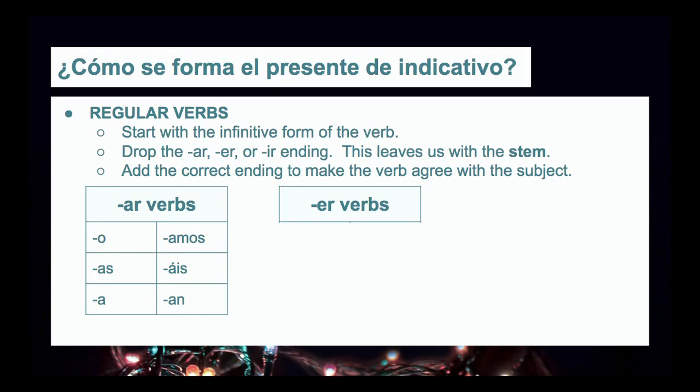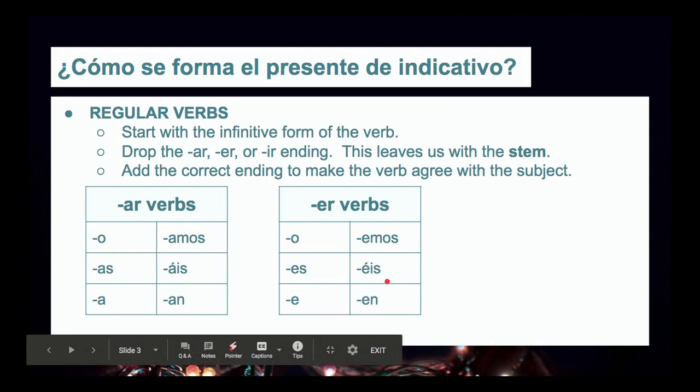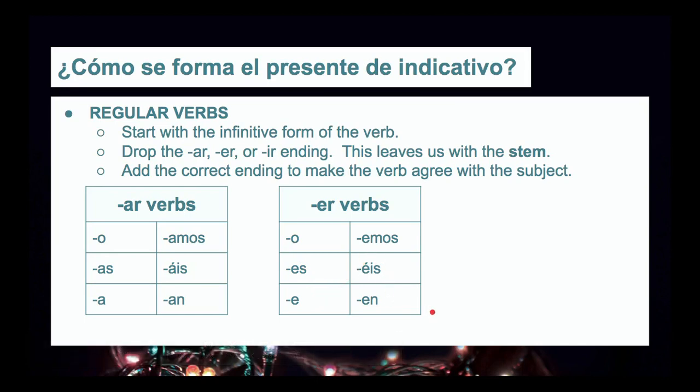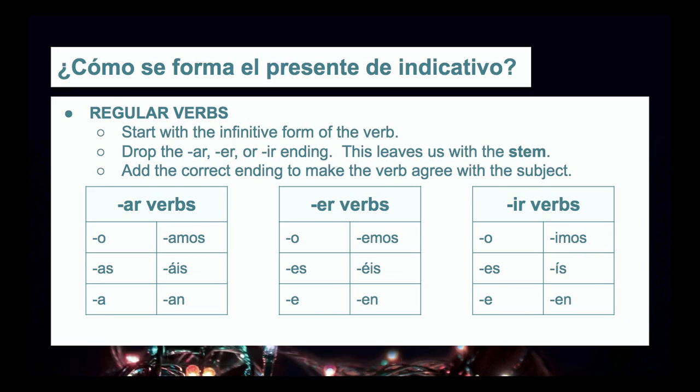If a verb's infinitive ends in ER, we use o, es, e, emos, éis, en. And if a verb's infinitive ends in IR, we use o, es, e, imos, ís, en. It's important that you memorize these endings and the subject pronouns they agree with. On the next slide, we'll look at some examples of regular verbs and how to conjugate them.